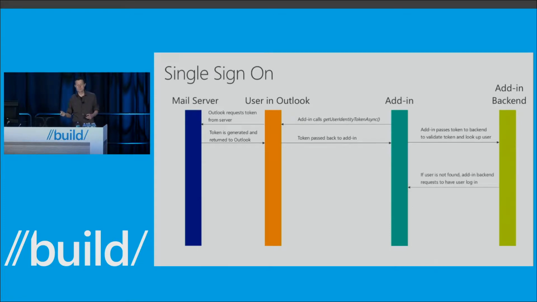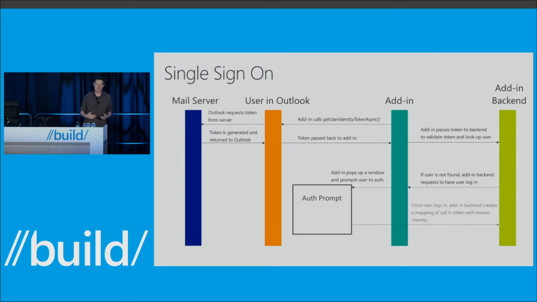But that's OK, because then the backend tells the add-in, hey, I don't know who this user is. Prompt the user to log in with known credentials. And then I can create a mapping between this unique identifier and the actual user's identity. And so this is what the add-in does. It'll do a quick prompt. The user can sign in there. And once the user has signed in via this prompt, then the actual association can be made. And now next time the user clicks on the add-in, that same exact identifier will be passed in. And now the backend can actually look up the user in its database and sign the user on.